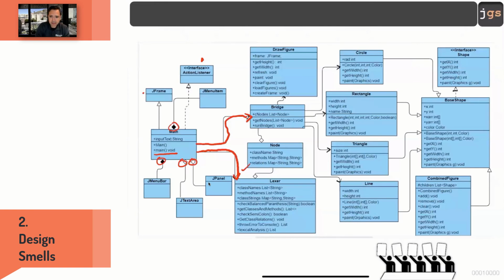Okay, the Lexer is connected with nodes. So the Lexer is going to have a collection of nodes, which could make sense. Okay, the node has this bridge. And did you notice that we just created a loop here? The main is connected with bridge and Lexer, and then somehow Lexer is also connected with bridge. We have a loop.